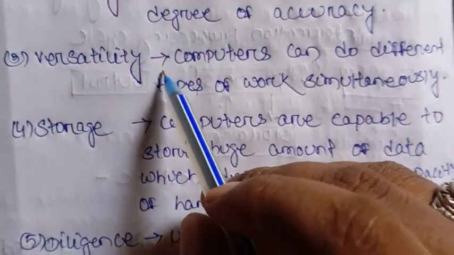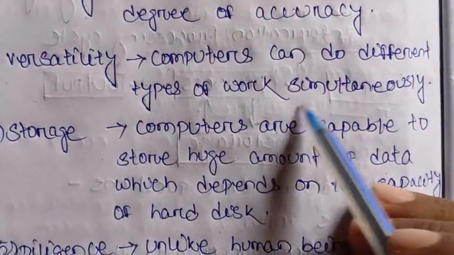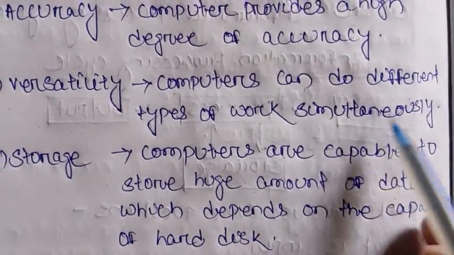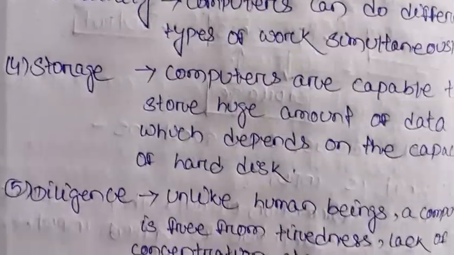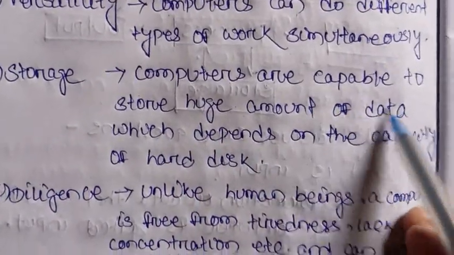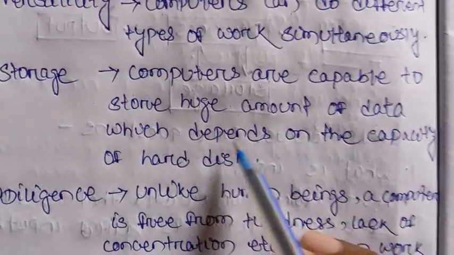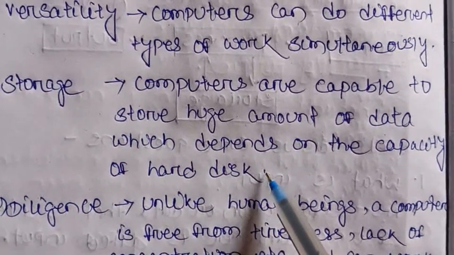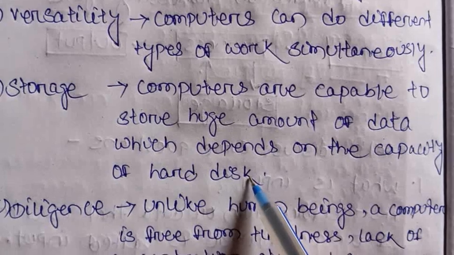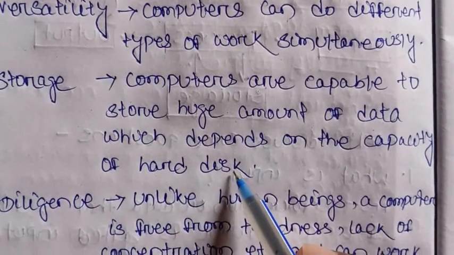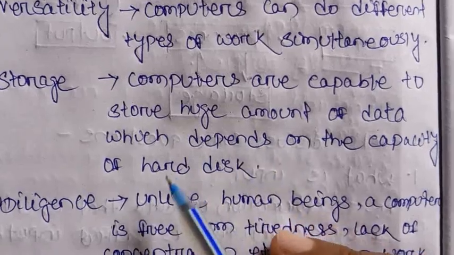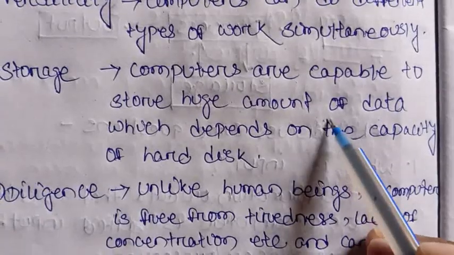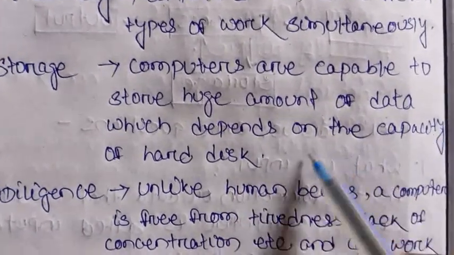Next, versatility. Computers can do different types of work simultaneously. Next, storage. Computers are capable of storing a huge amount of data, which depends on the capacity of hard disks. Remember in the previous video, hard disk means hard disk drive, the storage unit of computer.